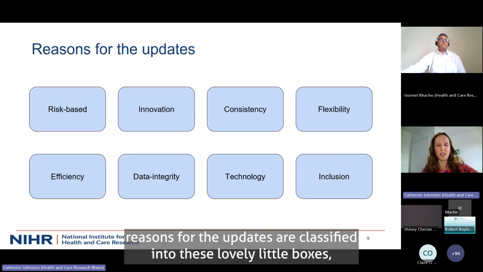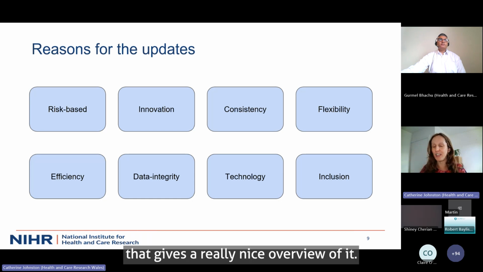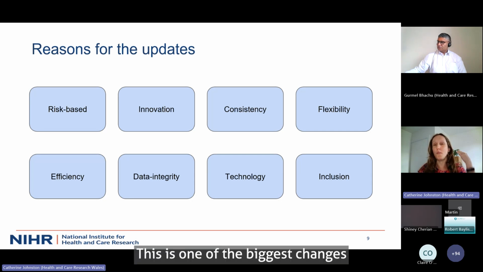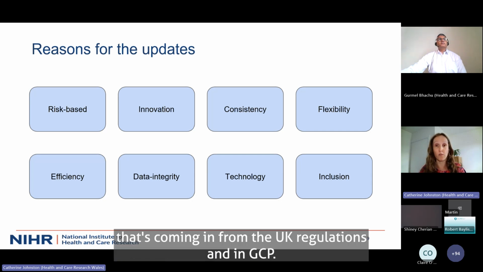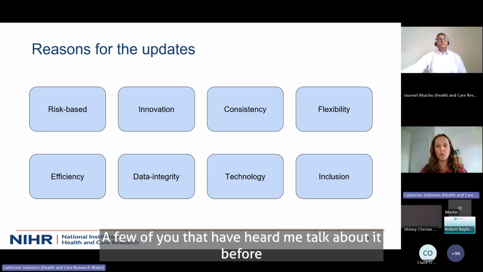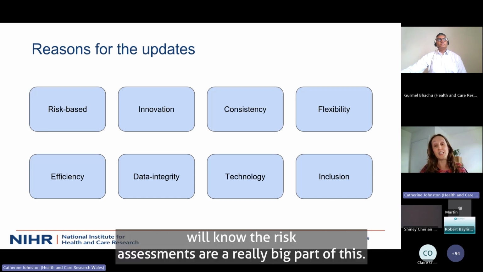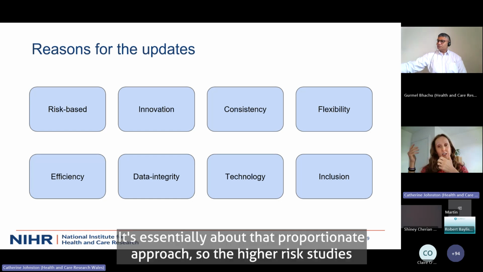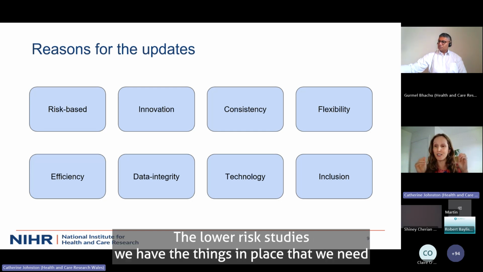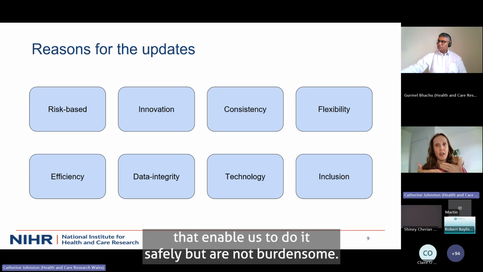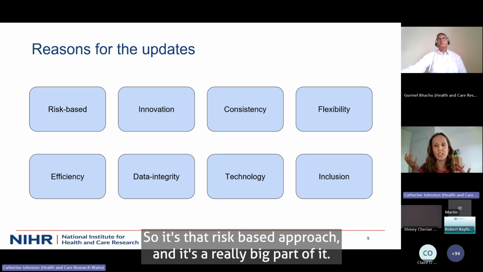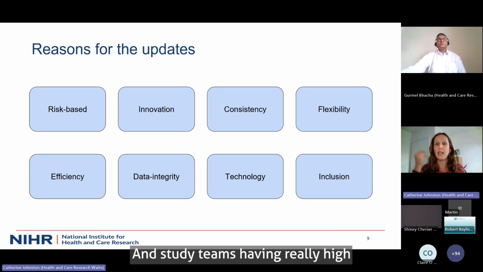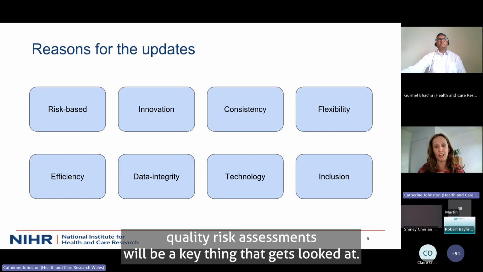So the reasons for the updates are classified into these lovely little boxes that give a really nice overview of it. So risk-based, I mentioned the word proportionate earlier on. Risk-based, this is one of the biggest changes that's coming in from the UK regulations and in GCP. A few of you that have heard me talk about it before will know that risk assessments are a really big part of this. It's essentially about that proportionate approach to the higher risk studies. We have more things in place to keep us safe. The lower risk studies, we have the things in place that we need that enable us to do it safely but are not burdensome. So it's that risk-based approach, and it's a really big part of it. And study teams having really high quality risk assessments will be a key thing that gets looked at.